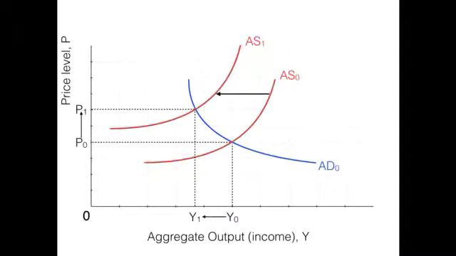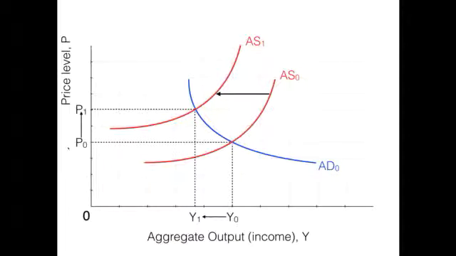So when we have a supply shock, where costs are going up across the entire economy, the aggregate supply curve is going to shift to the left. In essence, we're going to move into a recession. Aggregate output is going to shrink, but it's also going to be inflationary. So we're going to have a recession where we actually have inflation occurring in the economy.